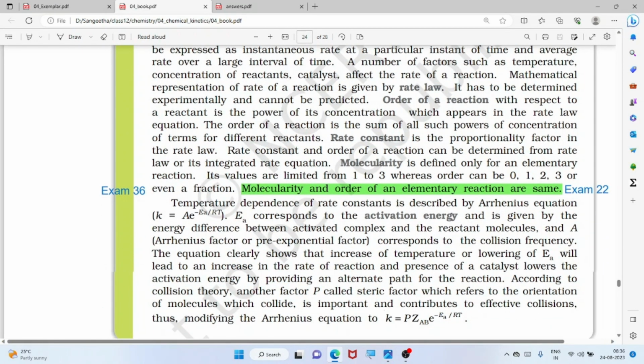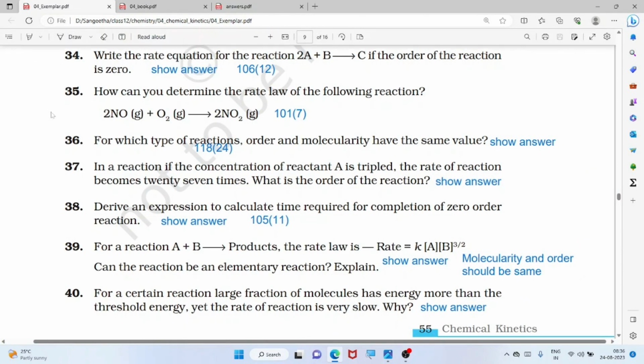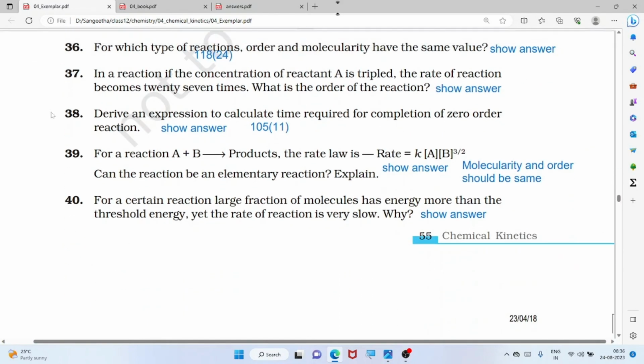Molecularity and order of an elementary reaction are the same. In a reaction, the concentration of the reactant A is tripled. The rate of the reaction becomes 27 times. What is the order of the reaction?